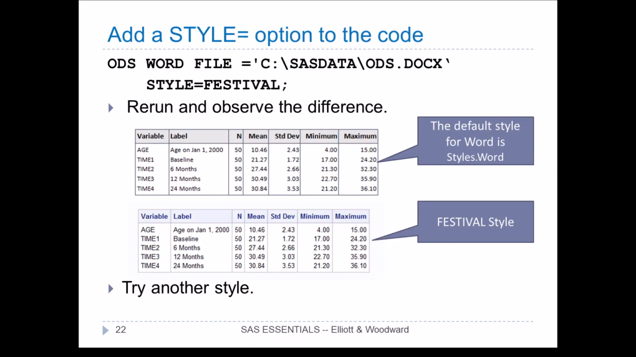We could also add a style option to the code by adding the words style equal festival at the end of the ODS Word command. Notice here at the top. Now if I rerun this with the new festival style listed, here I have my two pieces of output. The first one was the original output that appeared in Word, and then I have a similar output called festival style. Of course they're the same numbers, but the color scheme is a little bit different. So you can again play around with the styles and find one that you like.